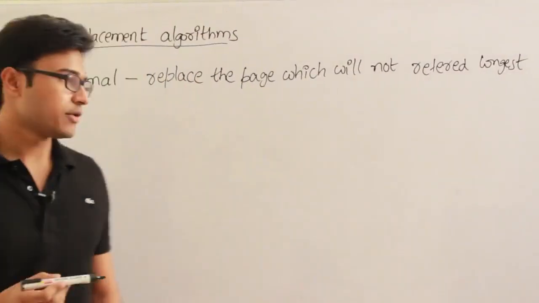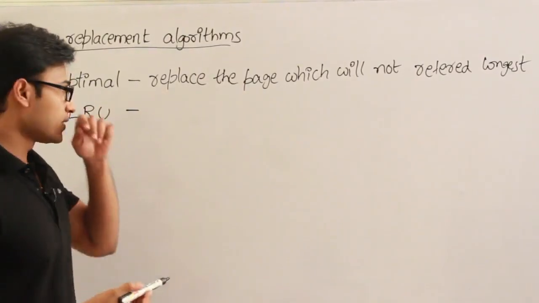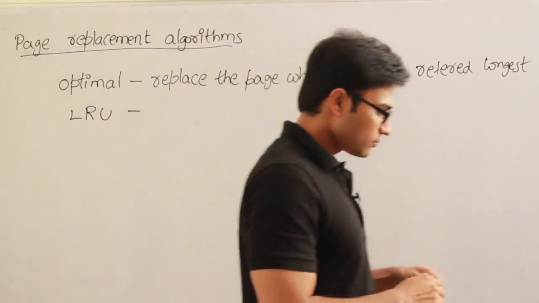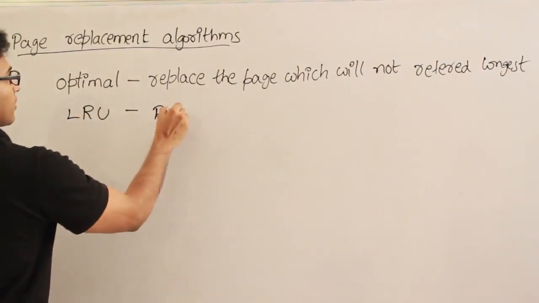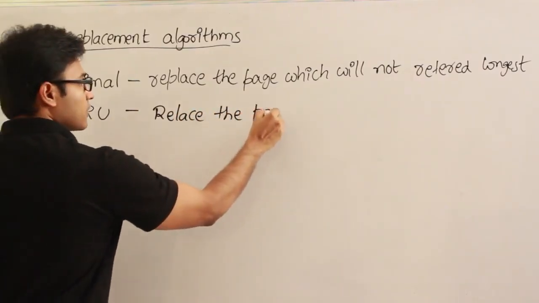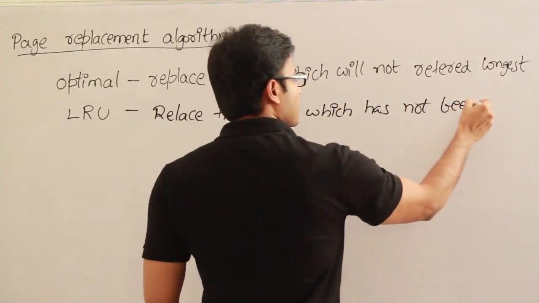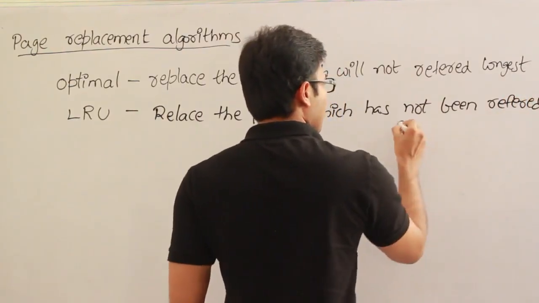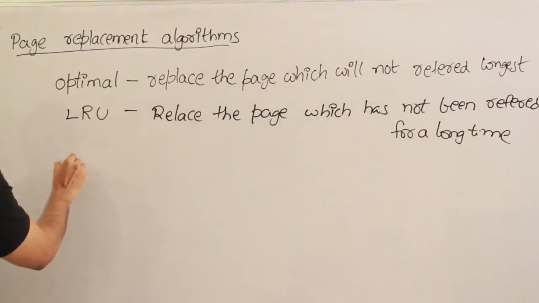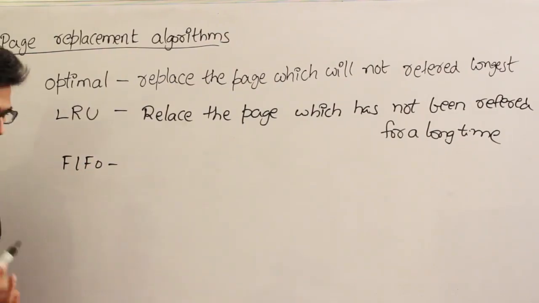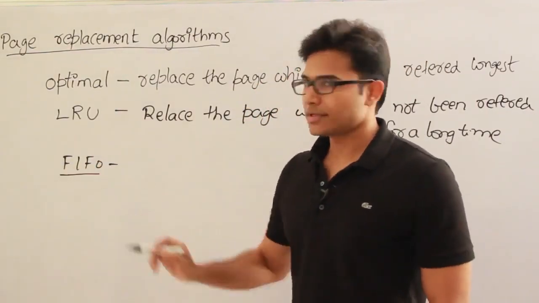And then the next one is LRU, least recently used. LRU says that replace the page which is least recently used, which means replace the page which has not been referred for a long time. Okay, and the other important one is FIFO, first in first out. The name itself says the first one which has been added into the main memory is the first one to go, right? So FIFO means the first one has to go out first.